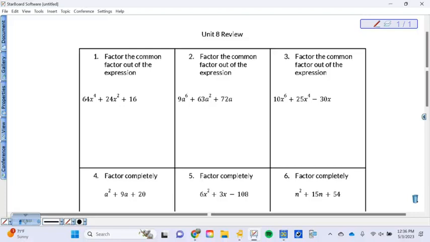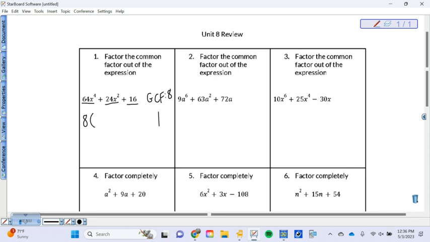Factoring the common factor out of the expression. What does that mean my first step needs to be? Yeah, exactly. We got to find the greatest common factor. So what's my greatest common factor between those three terms? You're right. It is 8. So I take 8 out of the expression.